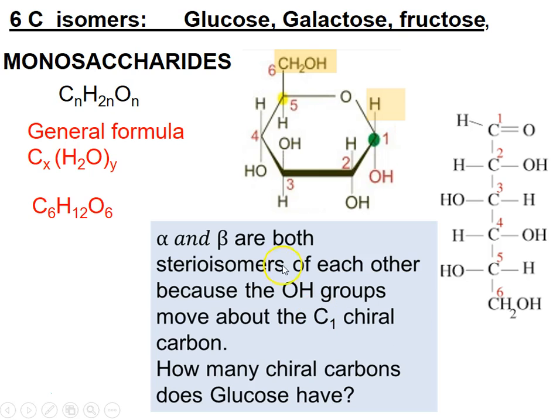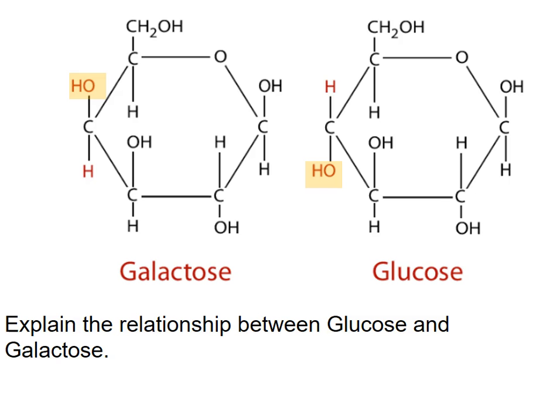Alpha and beta, remember, are stereoisomers of each other because of the OH group on the first chiral carbon, and glucose has 5 chiral carbons. So have a look at galactose. What do you notice is different between the glucose and the galactose? Could you explain that in words?